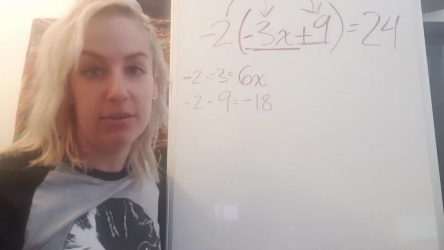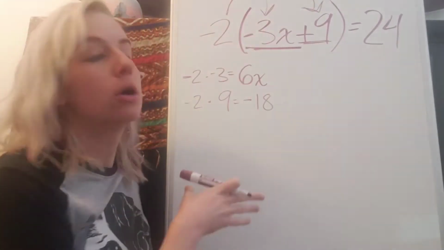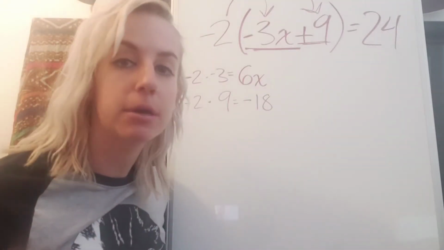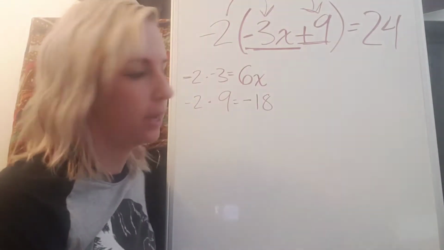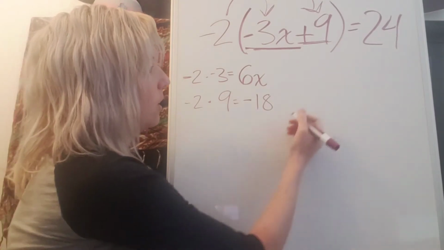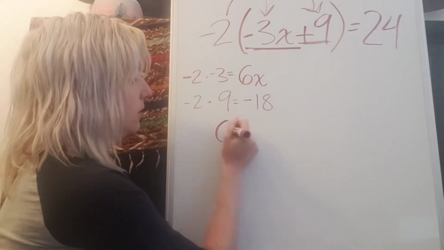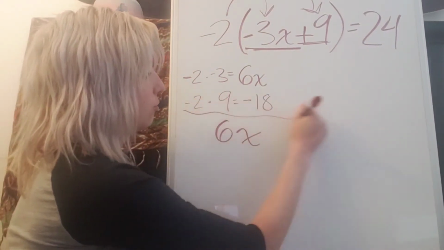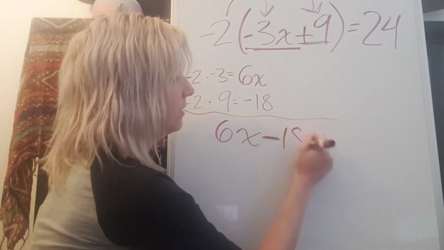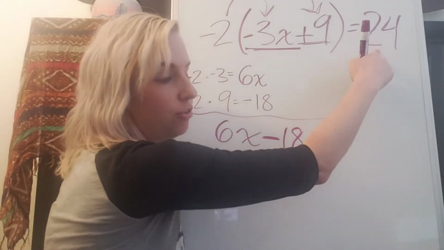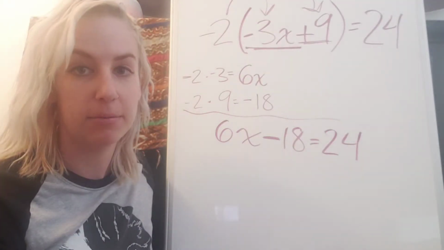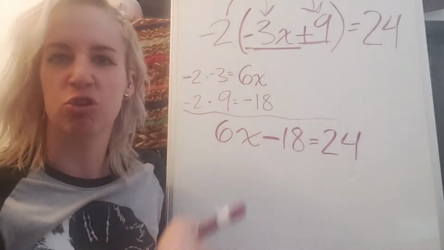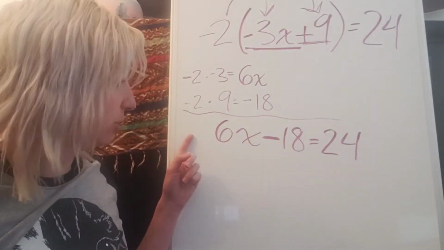Now, I'm going to rewrite this, because if you are doing all this in your head, you're crazy, because math is all about writing things out and staying organized. I promise you. So if I rewrite this, I have 6x minus 18 is equal to, and this hasn't changed, we still have 24 on that side. All right, so here's my new equation.